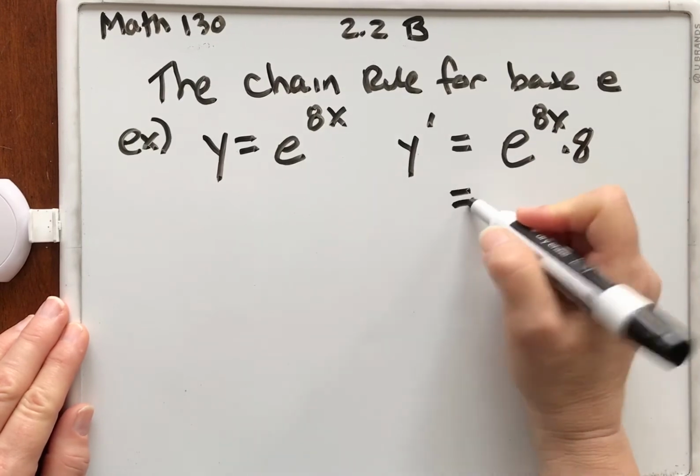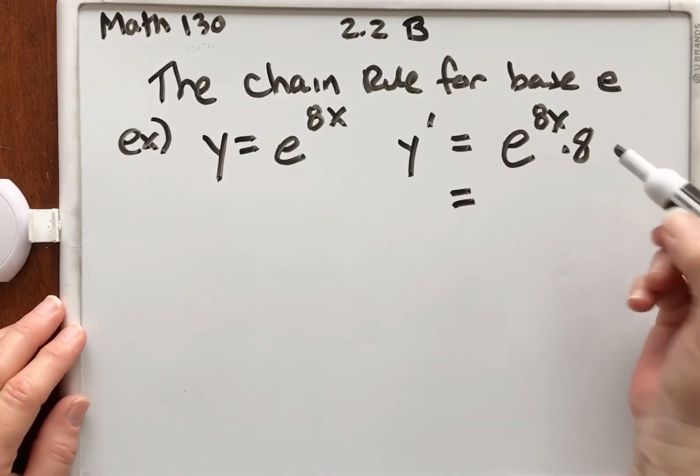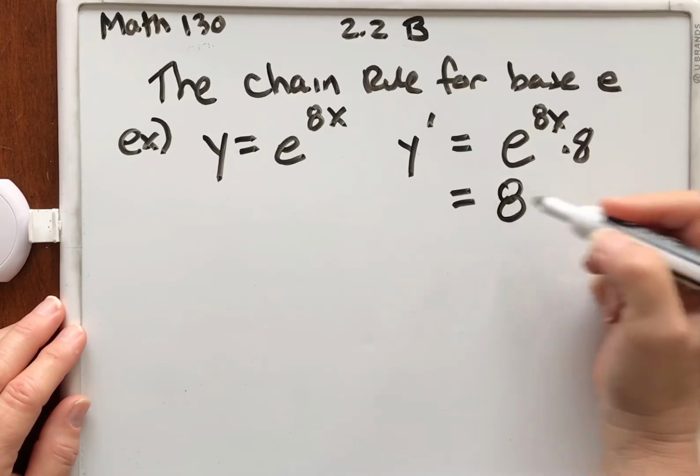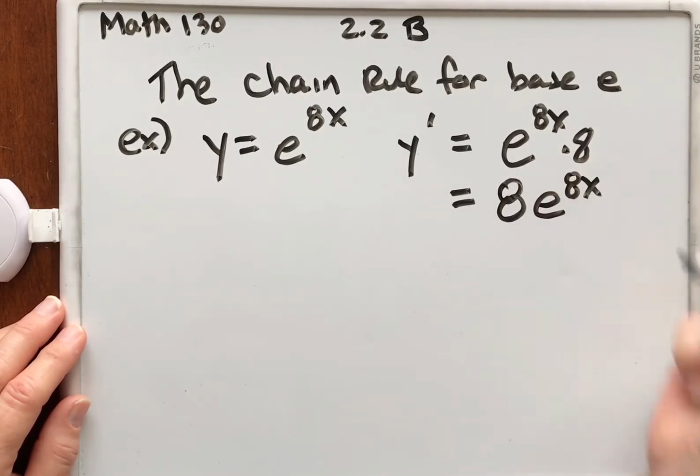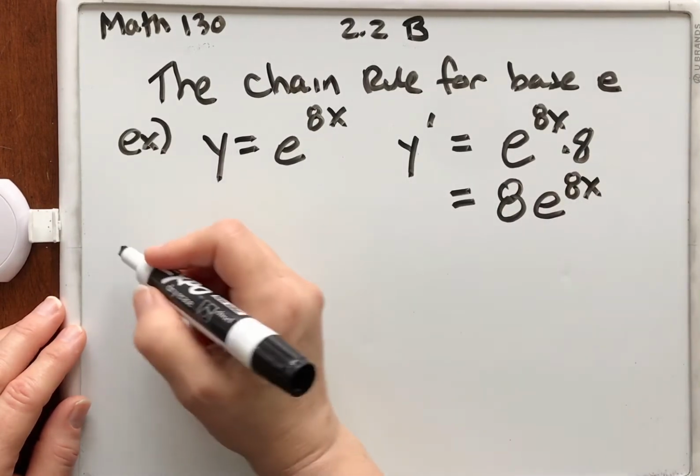Now, generally, how do we rewrite this? Because you'll see this a lot in the answers. We put the constant in the front. So that would be the answer. So let's do another example.